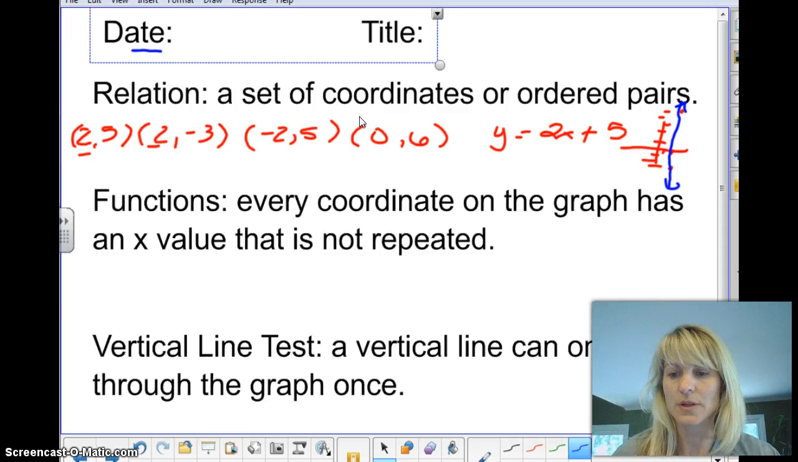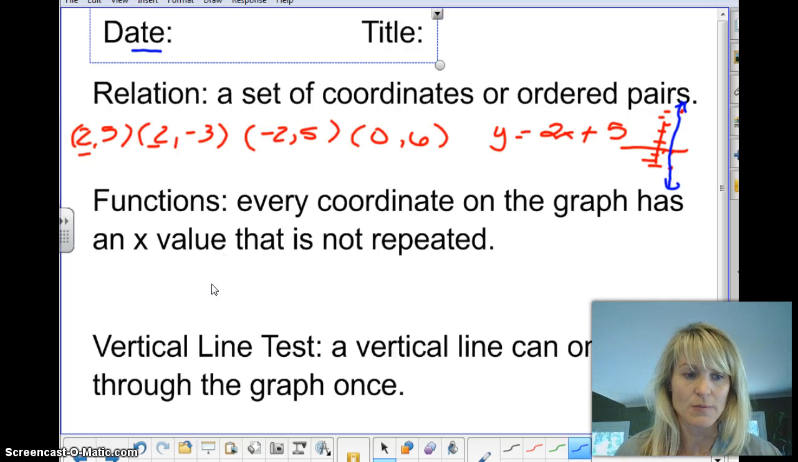Okay, so you might want to pause the video and take a minute to write down in your notes what a relation is, what a function is, and what the vertical line test is. And feel free to use my notes or write it in your own words. So just take a minute and write down those 3 things.